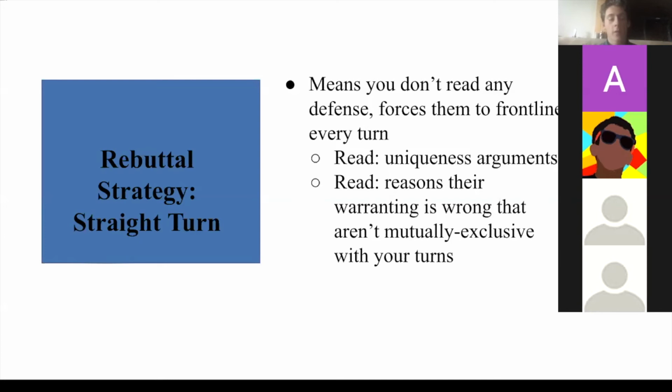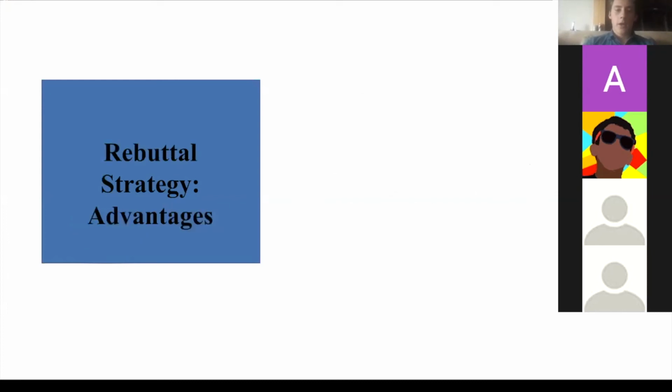You can't. And when you read straight turns, make sure that you're asking yourself, okay, this person says they're kicking out of this contention, but are they really? Did they actually get out of the turns? Because if they didn't and you have a link turn, what you can do is extend the link turn and then say, this means we get their impact. So you can extend their impact for them. And then you can weigh it, you can try to win it, etc. All right. So that is the strategy of the straight turn.